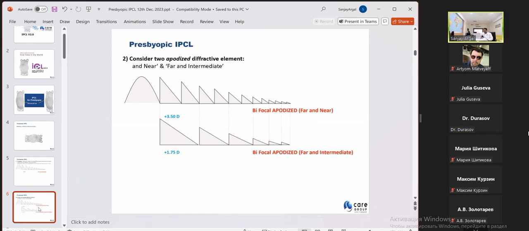So the number of steps decides the addition power, but for intermediate vision, we need less power.